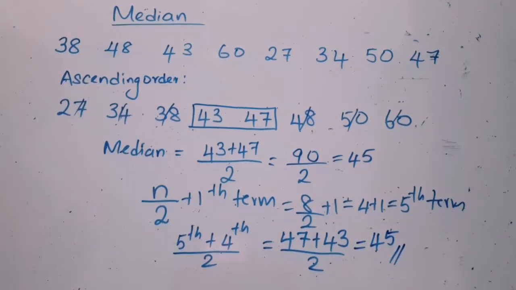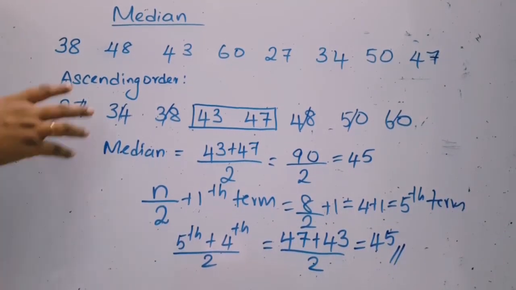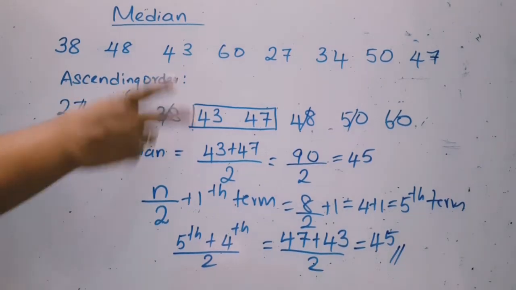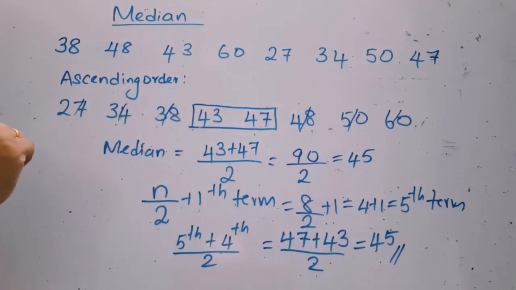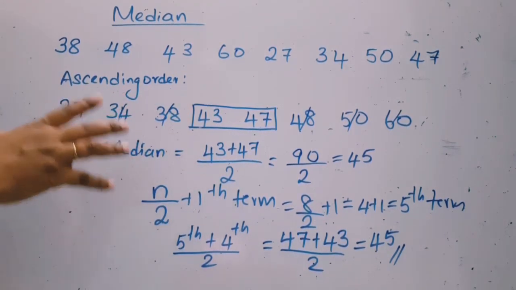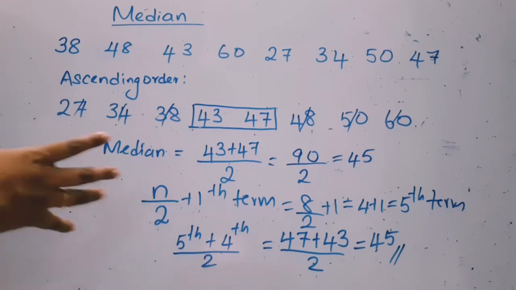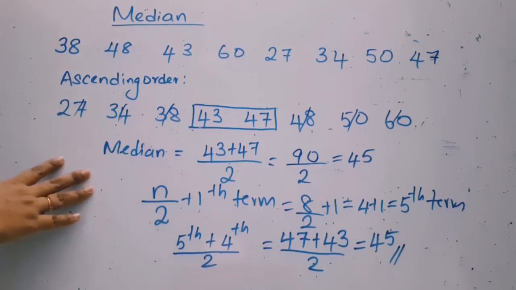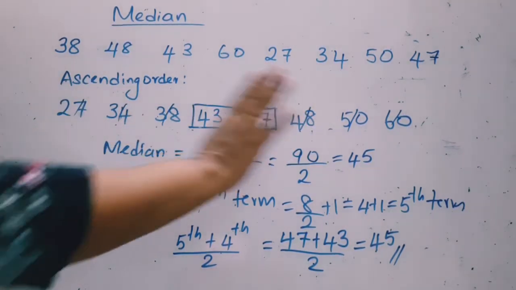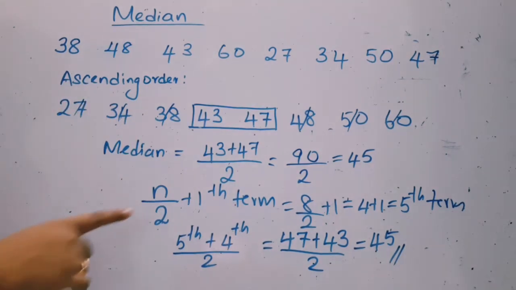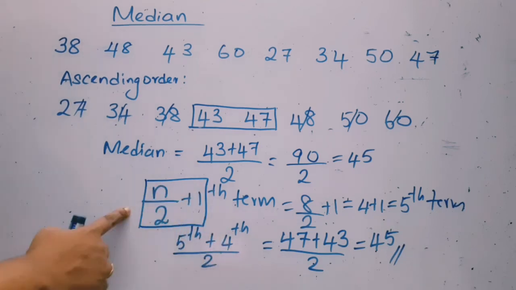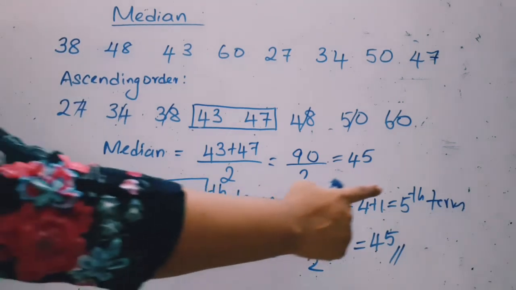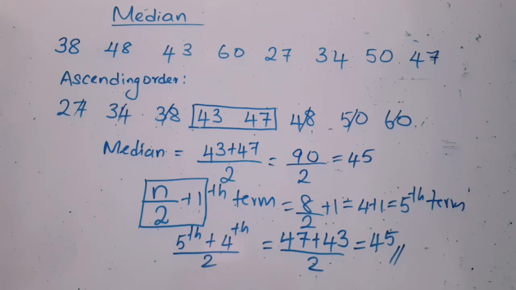So why am I telling two methods here, children? Because if the collection of data is very small, you can simply find the center values like this. But let's say there are 40 numbers given and you have been asked to find the median. You cannot keep on cutting like this. So what you have to do here is simply substitute the values in this formula and find the term. Then you can find the median of the given data.